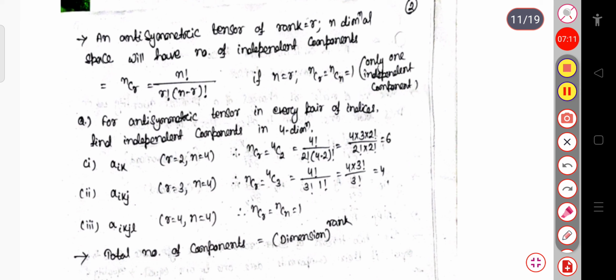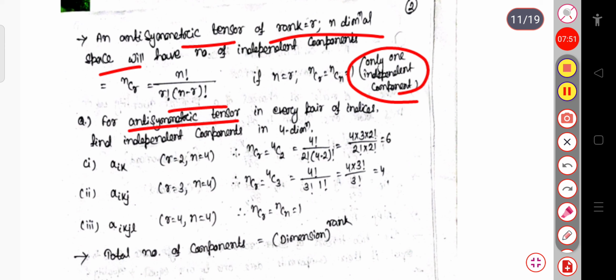Now see the next, an antisymmetric tensor of rank r in n-dimensional space will have the number of independent components equal to nCr. This is also important. So here nCr is the number of independent components, where r represents the rank and n represents the dimension. Okay, so nCr will be equal to n factorial divided by r factorial into n minus r factorial. But when the rank is equal to the dimension, in that case only one independent component will be there.